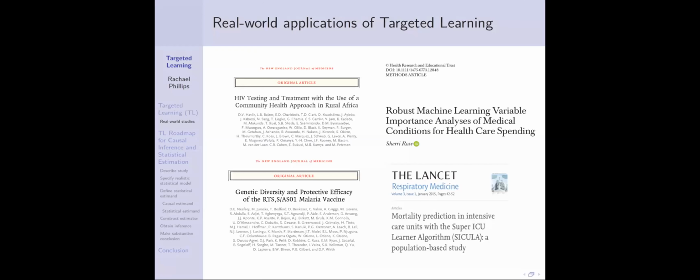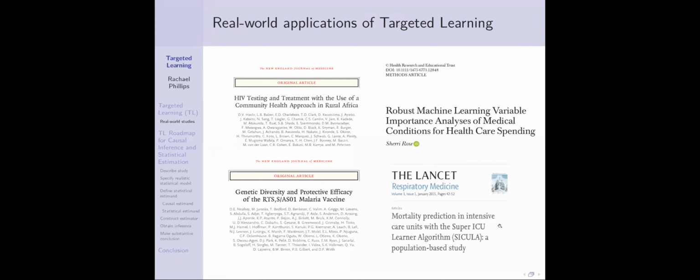Okay, so there are several real-world applications of targeted learning, and I've included a few article titles here. So we can use targeted learning in observational data and in experimental or randomized controlled trial data. These examples incorporate a variety of this. So here, this was a study that looked at HIV testing in community health in rural Africa, and this was a community randomized trial. And then here, we're looking at vaccine efficacy of a malaria vaccine.